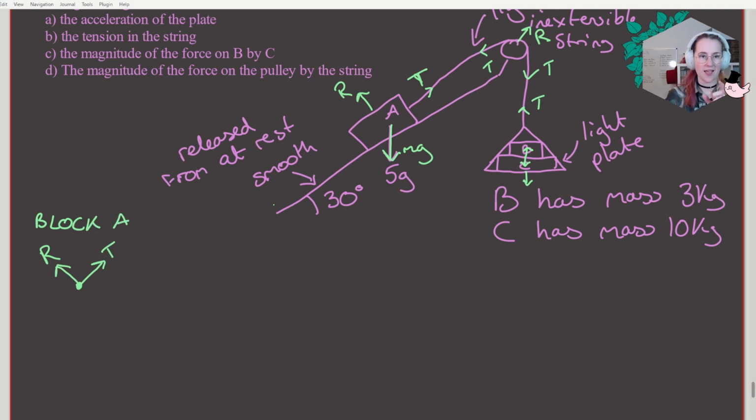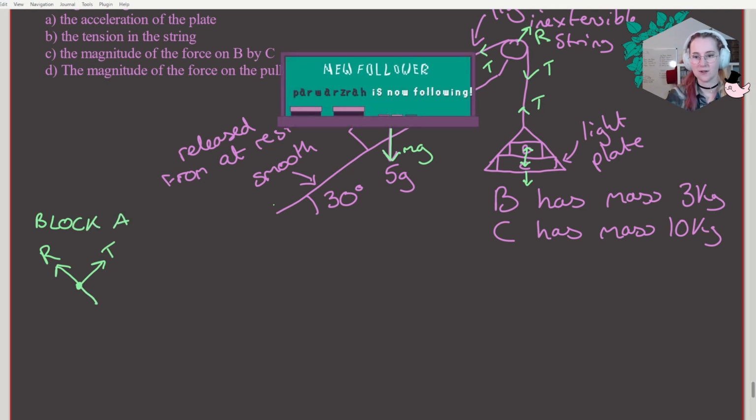And then I'm going to break down that mg again. So we just did it, so I can do it again. So this is 5g cos theta.